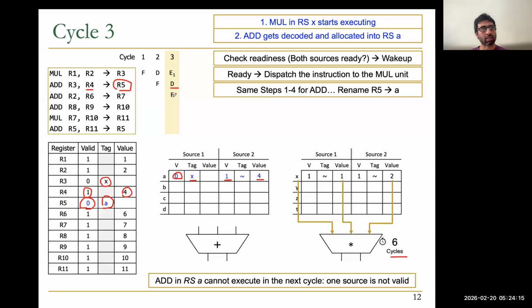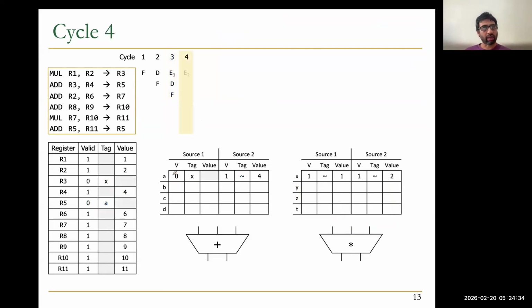And then in the same cycle, the third instruction, which is the second add instruction, will be fetched. So the first add cannot execute because both operands are not available. One is valid and the other is invalid here, right? So we need to wait until it becomes valid. In the fourth cycle, our multiply instruction enters the second execution stage. Add cannot continue because one of the source operands is still invalid.